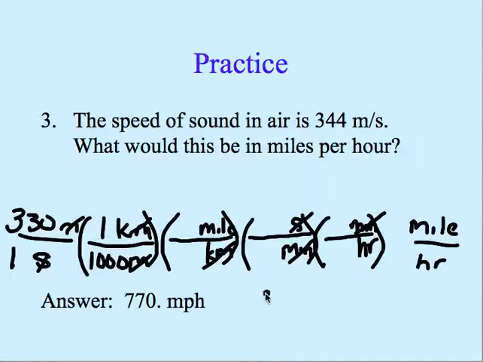Your minutes will cancel. If I look at all of the units that I've canceled, the only ones that are not are miles in the numerator, hours in the denominator, which is what I wanted for my final answer. I calculate, double check your sig figs here because there's 3 sig figs here. When you round, you'll have to write it like that, 770 with a decimal, miles per hour.